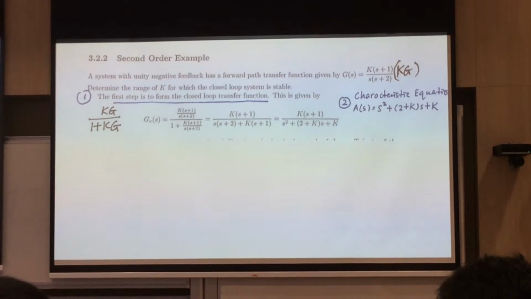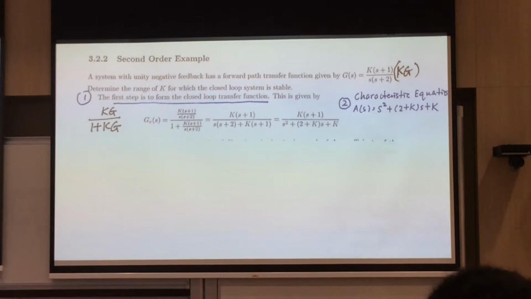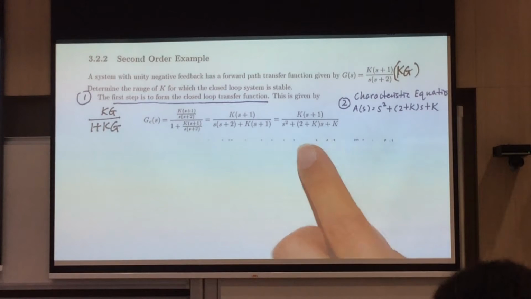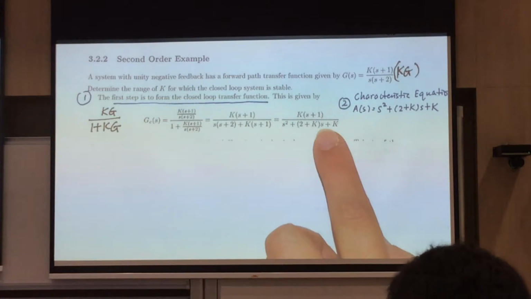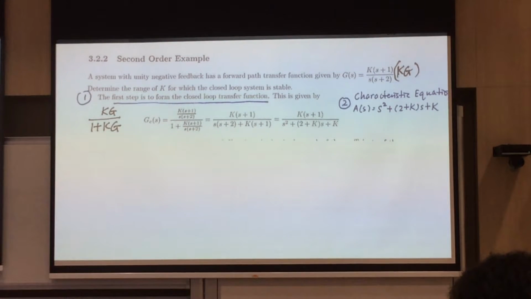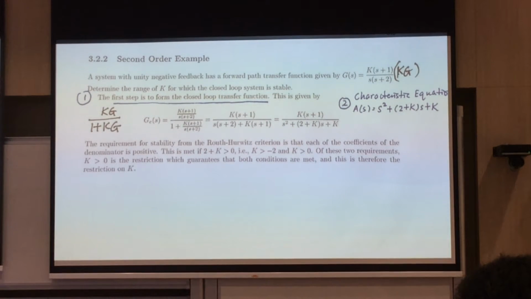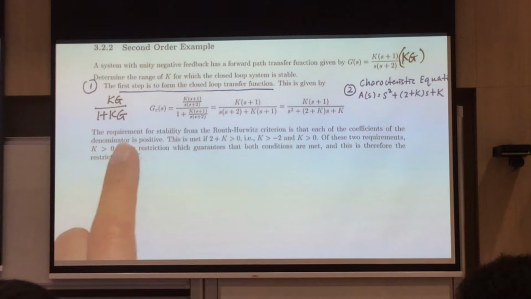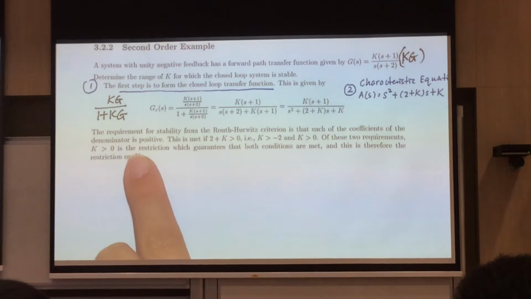Next, for anything about stability, look at the denominator. We will use a general term A(s) to define the denominator. So A(s) is just s squared plus (2 plus K)s plus K. This is also called your characteristic equation. Now obviously you have got coefficients A0, A1, A2. For the second order system, the stability criterion is that all coefficients must be positive. So the requirement for stability is that each of the coefficients of the denominator is positive.